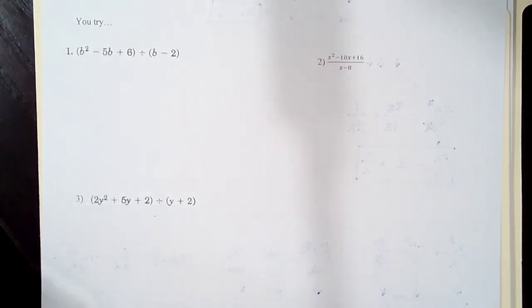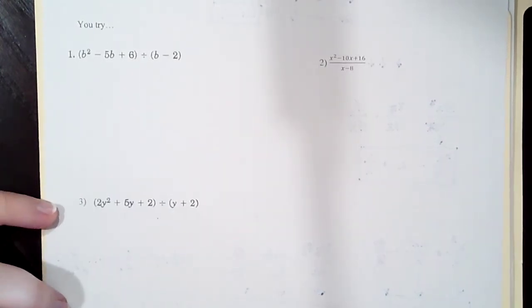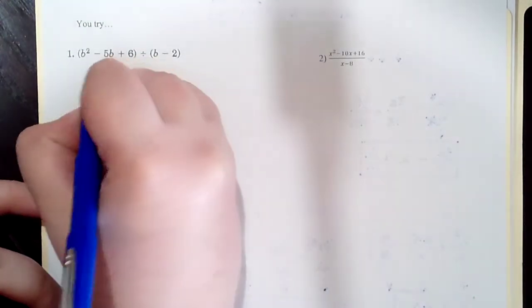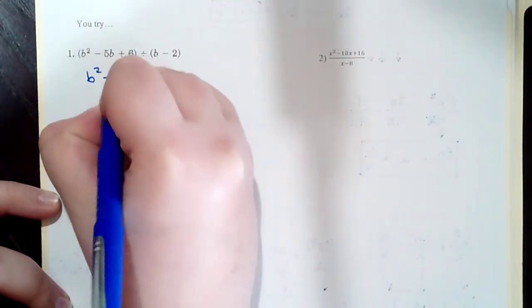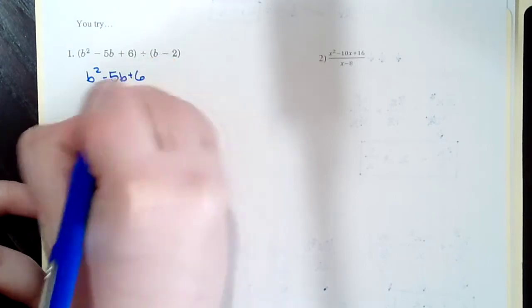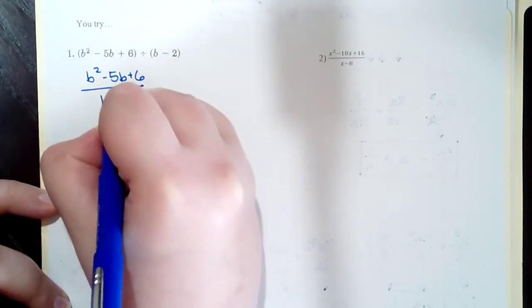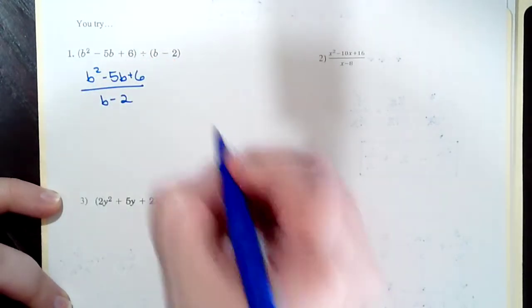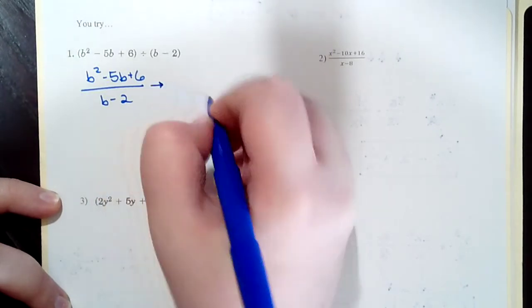All right, hopefully you paused the video long enough to try these on your own. Let's go through them. I'm going to start off by rewriting this as a fraction. It's my personal preference, you don't have to. Divided by b minus 2. Let's simplify that top.